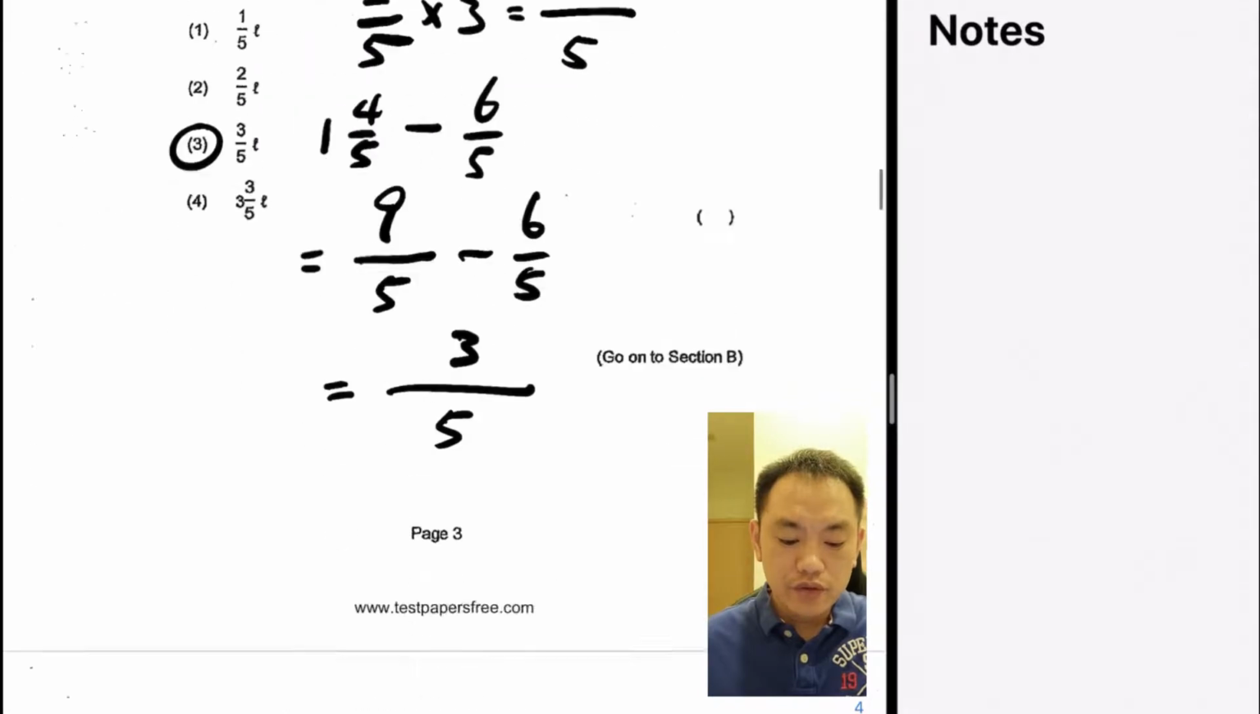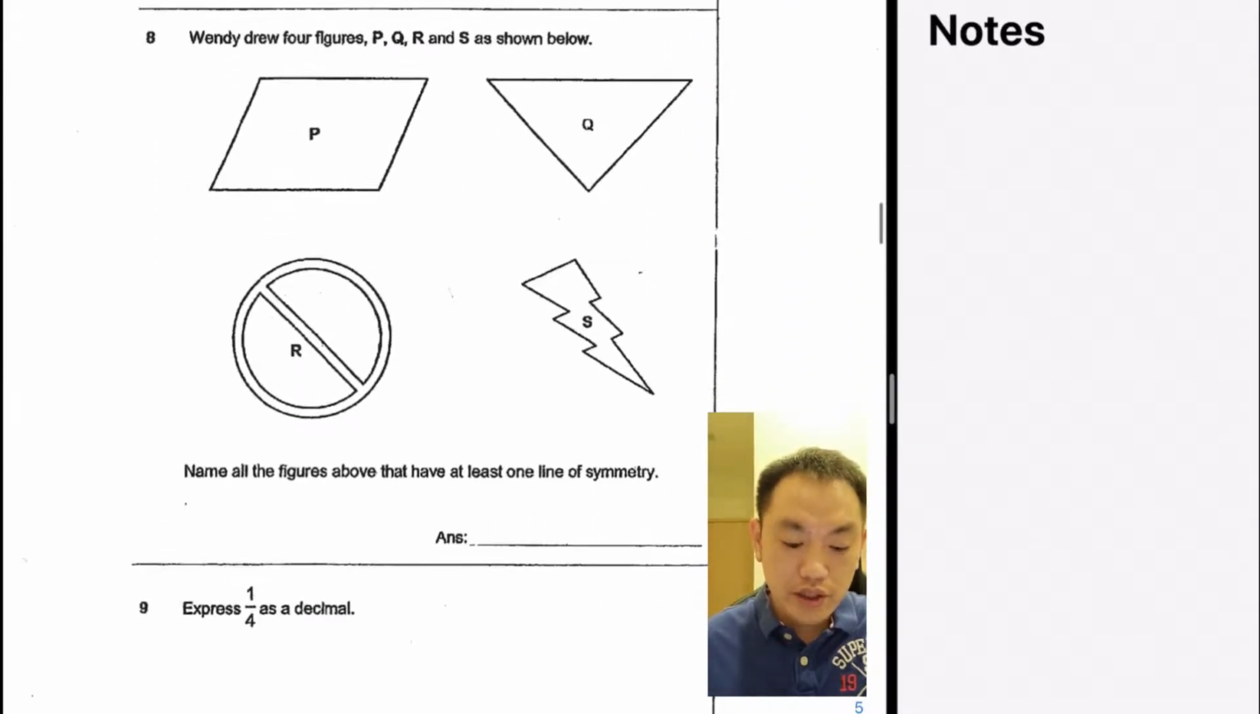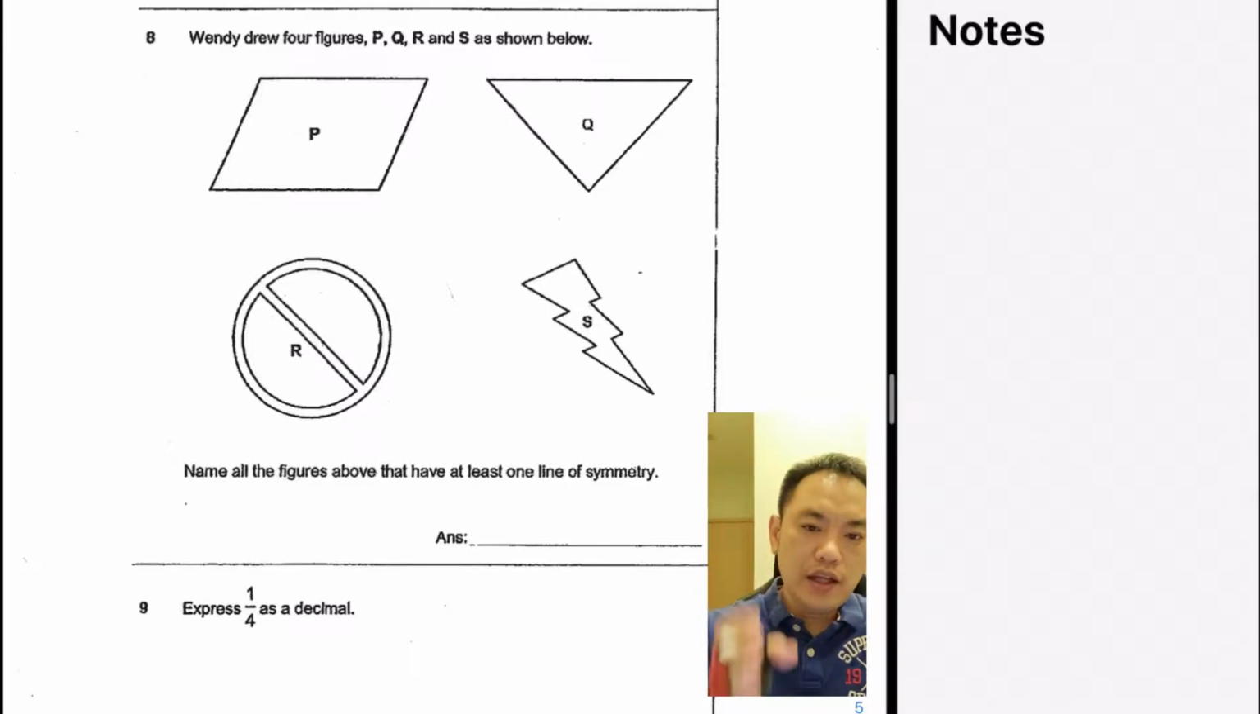Okay, let's move on to question 8. Wendy drew 4 figures, P, Q, R, S as shown below. Name all the figures above that had at least one line of symmetry. One line of symmetry means you will be able to draw a line and cut the figure into 2 sides, and the 2 sides look identical, but you know it's a reflection. It's very similar to putting a mirror in the middle, and then both sides will look the same.